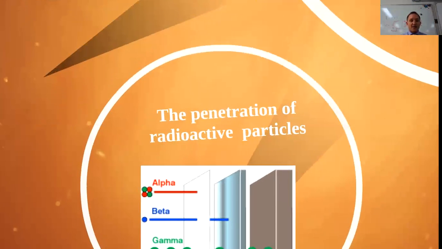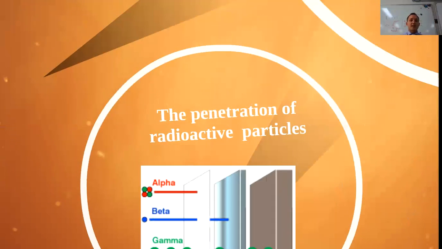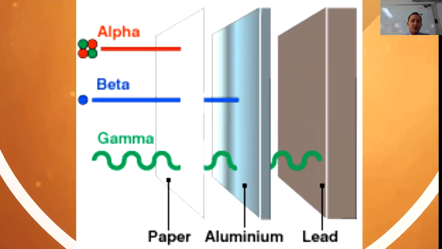And finally, the penetration of radioactive particles. The particles penetrate different materials in different ways. An alpha particle, for example, wouldn't even be big enough to go through a piece of paper. So if this is my alpha particle and this is my piece of paper, it's going to get blocked by the paper. A beta particle, on the other hand, is a lot smaller and a lot faster, it's like an electron, and it can get through the piece of paper, just like that.